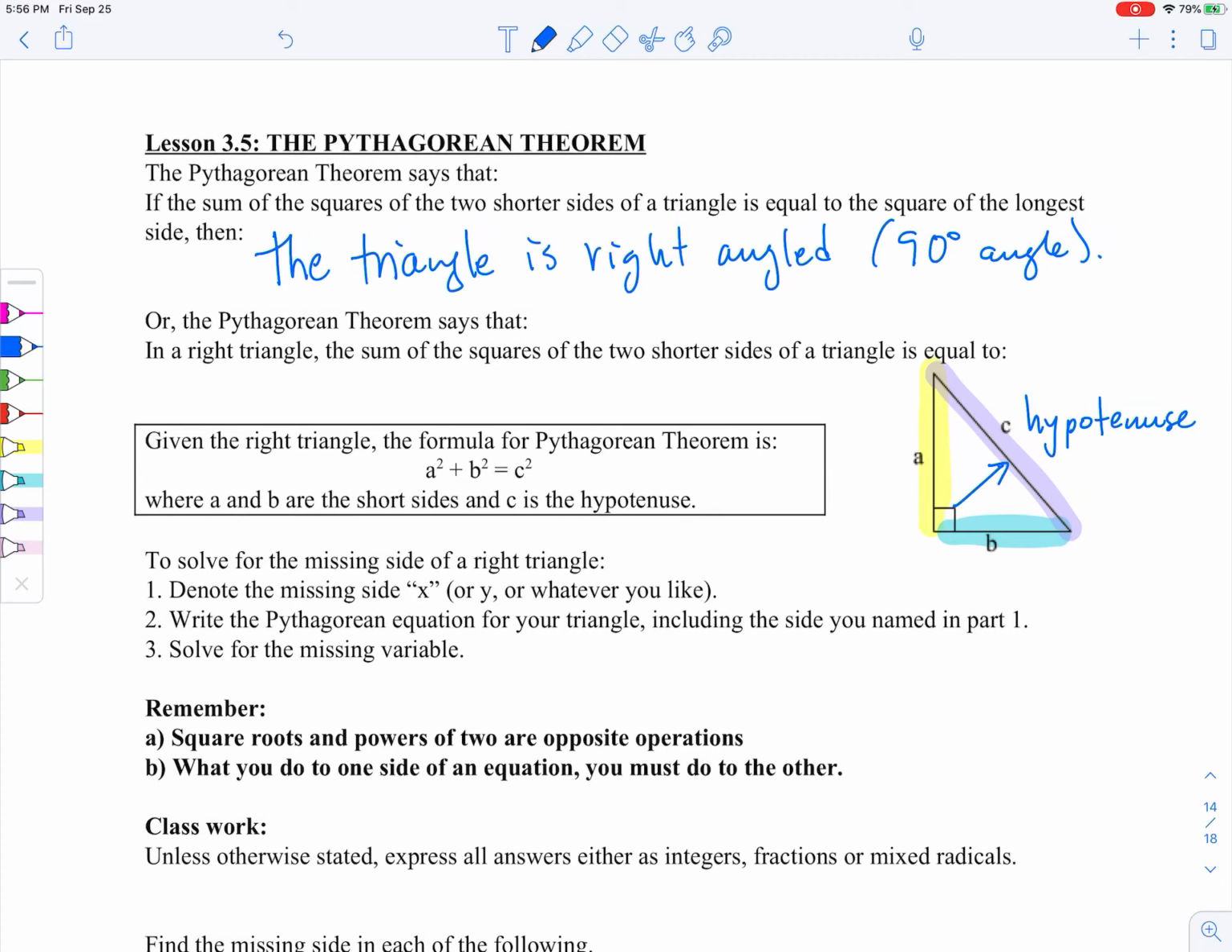So in this space here, we're going to write the sum of the squares is equal to the square of the hypotenuse. And the formula that you've seen before, a squared plus b squared equals c squared, where a and b are the short sides or the legs, and c is the hypotenuse.